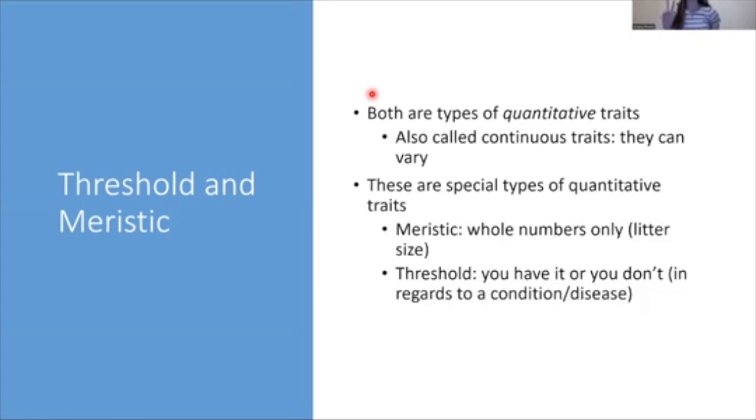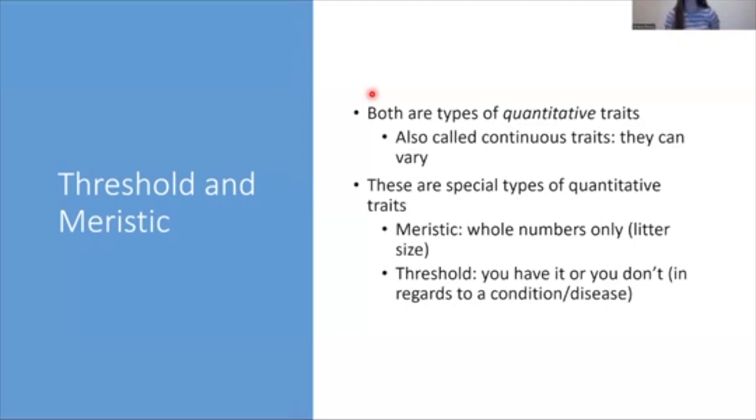And there's two special types of quantitative traits that you guys need to know. The first one is meristic, and the second one is threshold. For meristic, it is whole numbers only. So like with height, we know we can be like 5.5 feet and stuff like that. That does not apply with meristic. Meristic is whole numbers only, so like 1, 2, 3, 4, 5, and so on. The reason that it's still a quantitative or a continuous trait is because there's not just a dominant and a recessive option, like 3 or 1. There's 1, 2, 3, 4, 5, 6, 7. So you still have that range. It's just that the range can only be whole numbers.